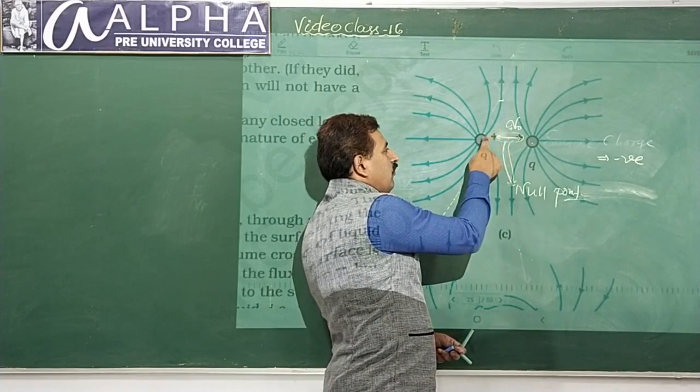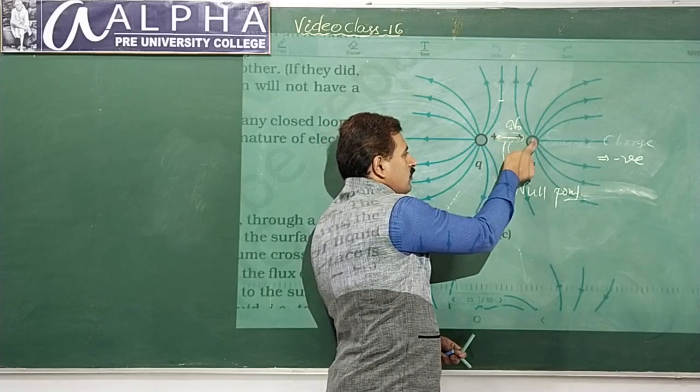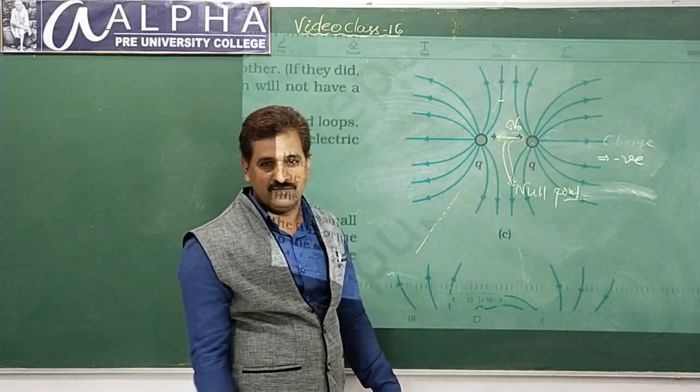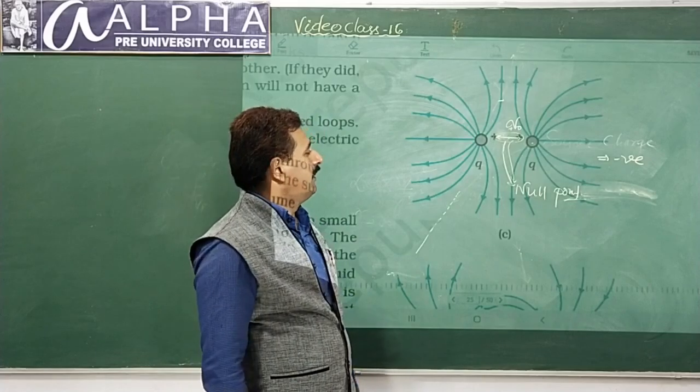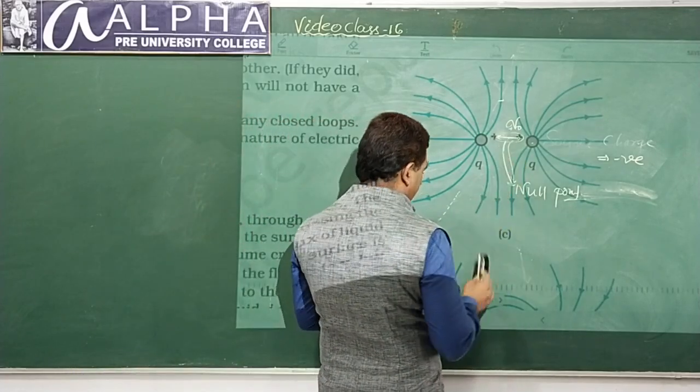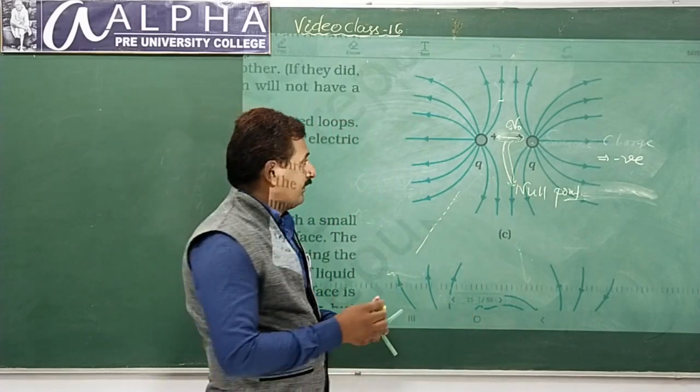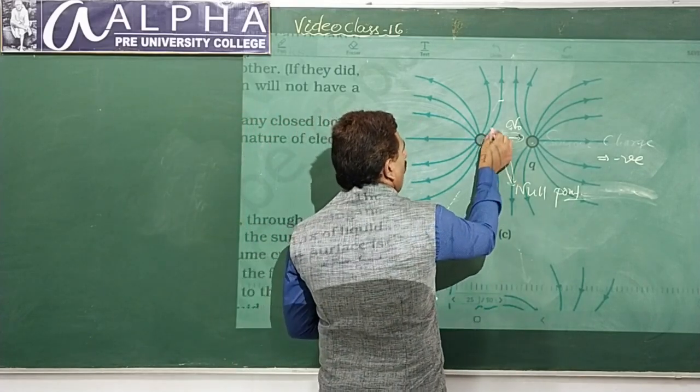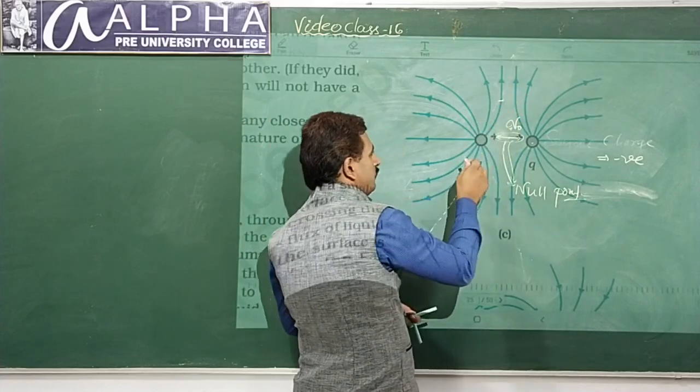Why? Force due to this charge, force due to this charge, cancel each other. Resultant field 0. One more point you have to understand, students. What is that? Null point, okay. Now I'll come to this one. Why this line, or what does this line explain to you?